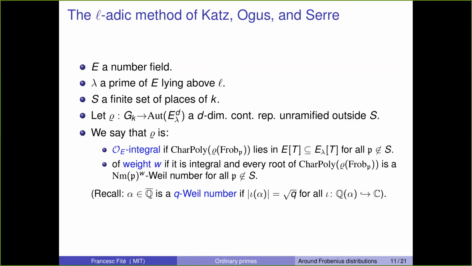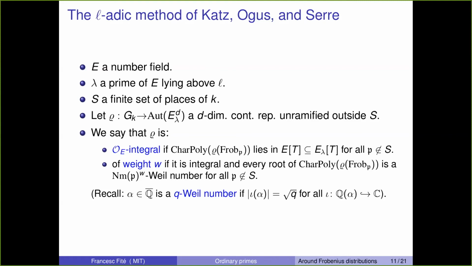And given some integer W, I will say that rho is of weight W if it is integral, and for every prime P outside this finite set S, every root of the characteristic polynomial of a Frobenius at P is a Weil number of size the absolute norm of P raised to W.